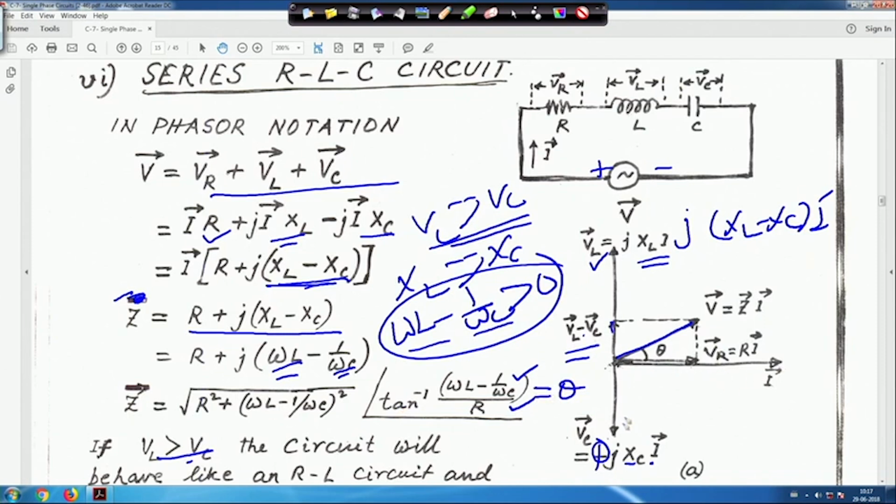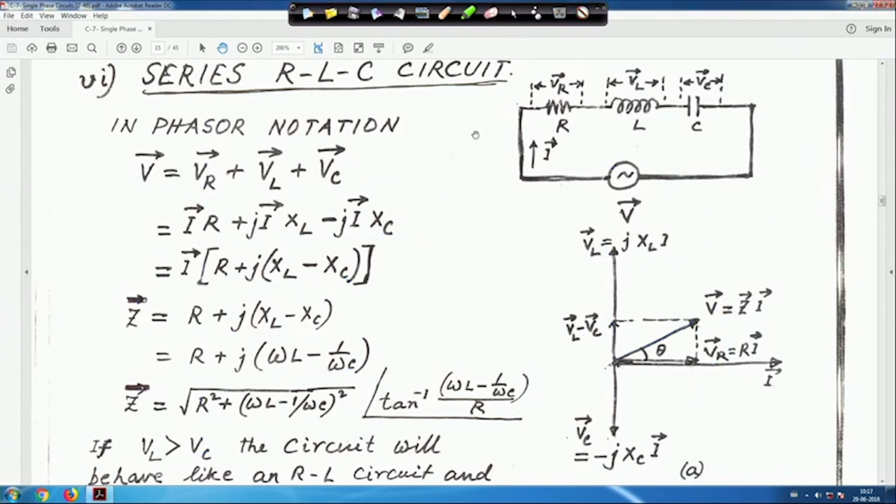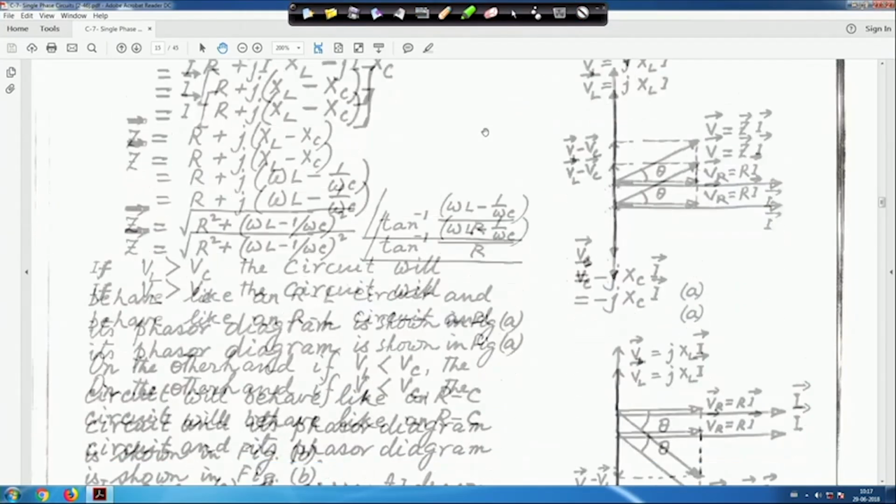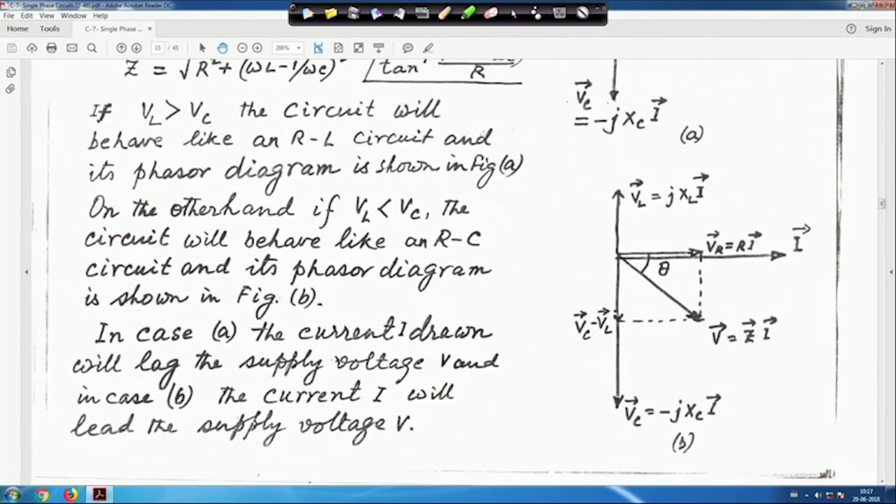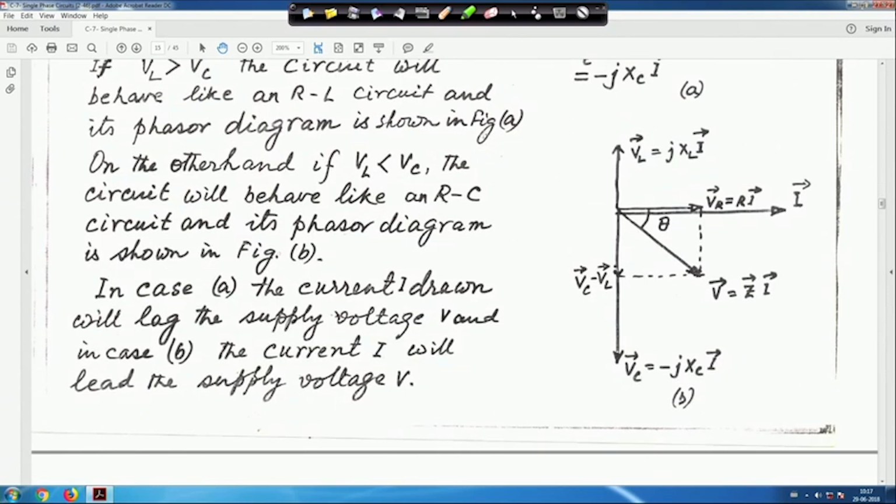This is your resultant on this side, because XL greater than XC means VL greater than VC. This is the resultant portion VL minus VC, and this is theta. So, that means this circuit behaves like inductive type. Similarly, if VL is less than VC, that means XL is less than XC.